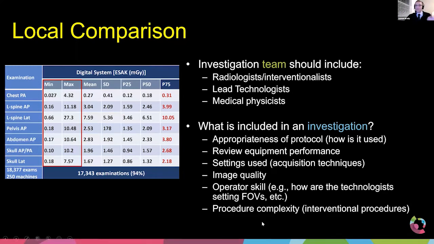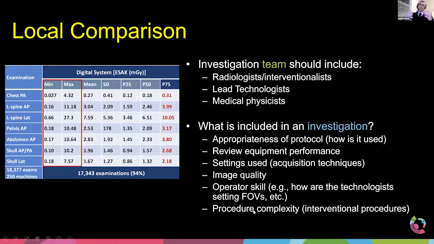And then procedure complexity. Now, this tends to be more for interventional procedures. So this is really not probably one of the things you're going to ask a question about in X-ray or CT, because the complexity of those imaging techniques pretty much are all the same.